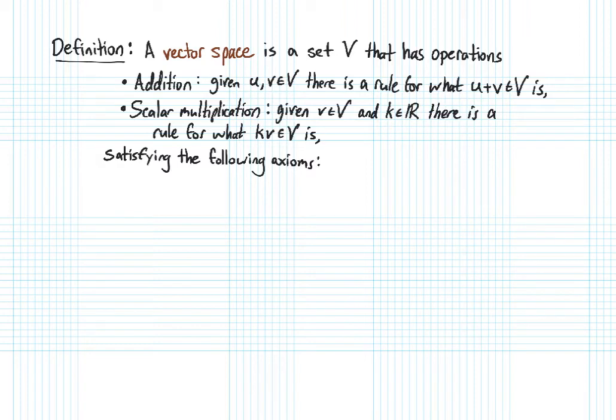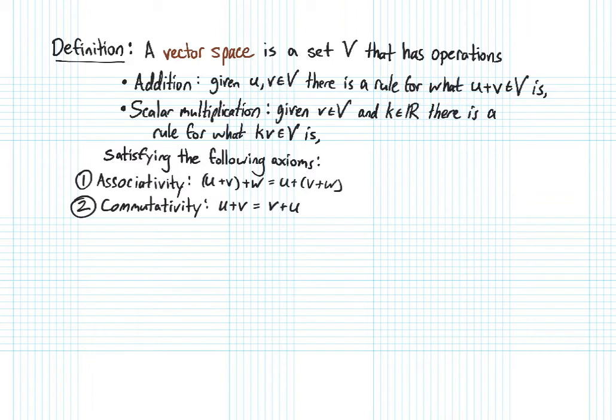So we also need to specify that these operations satisfy the properties that we would expect addition and scalar multiplication to satisfy. These are all properties that you're familiar with, but we do actually have to list all of them as axioms for a vector space. So the first one is associativity of addition, that if you add u plus v and then add w, you get the same thing as if you added v plus w first and then added u. The second axiom is commutativity of addition. U plus v is equal to v plus u.